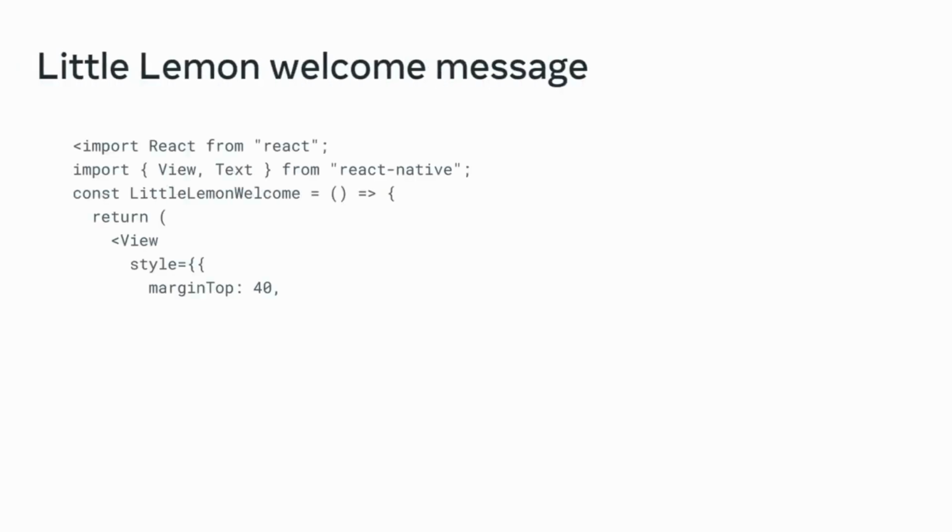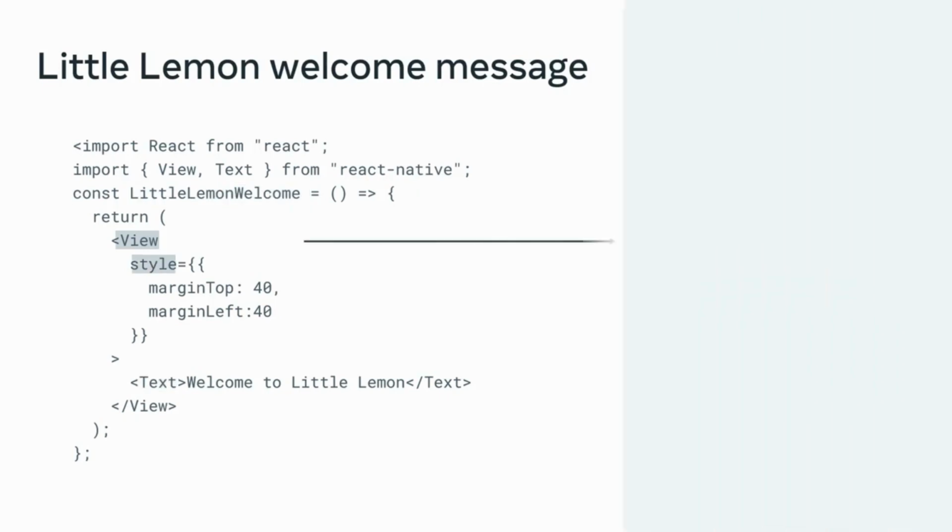Let's explore a code example with a view component, which also houses a text component. You can start by defining a React component called Little Lemon Welcome. Then, you can use both core components, view and text. The view is the parent element within which the text component is rendered. The view component takes in a prop called style. The style prop, as the name suggests, can contain the styling information for the view component.